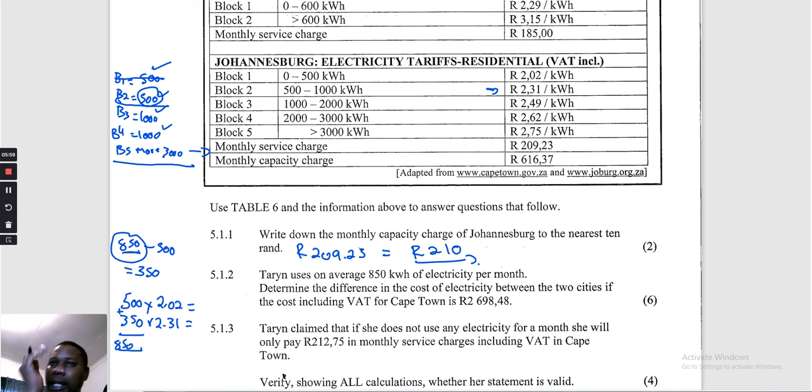Now let's check how much is the cost for those units. We have 500 multiplied by 2,02, which gives us 1010. Then for block 2, we have 350 multiplied by 2,31, which equals 808,5. Then let's add the two: 1010 plus 808,5 gives us 1818,5.